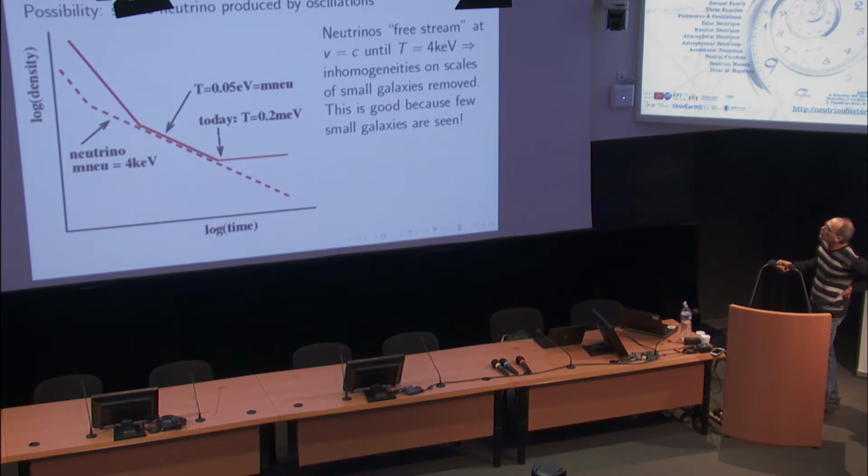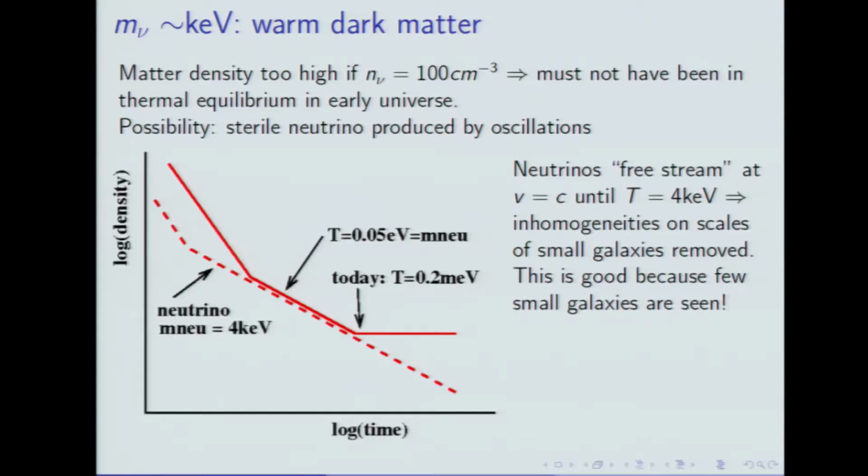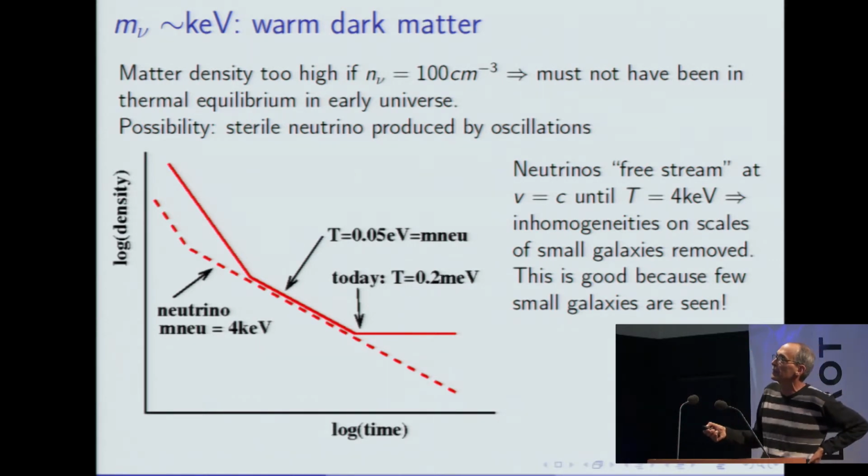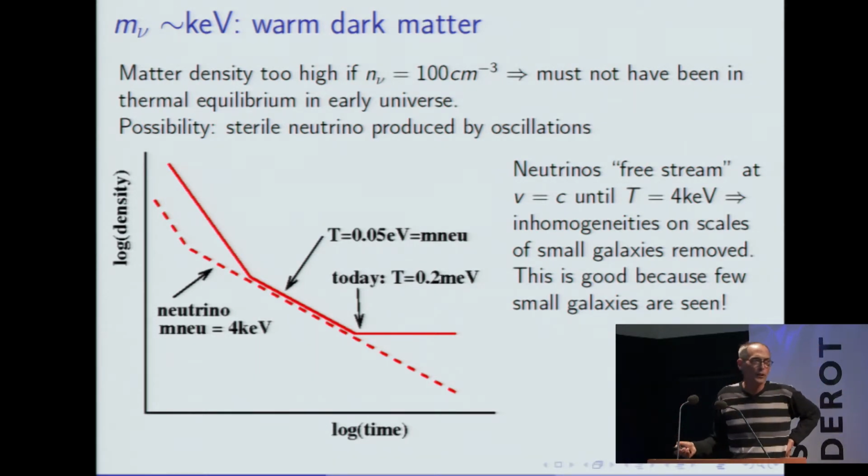So the neutrinos free stream until a temperature of 4 keV, so inhomogeneities on scales of small galaxies are removed. This is good because few galaxies are seen. So this is sort of an opposite. This slide seems to say that 4 keV is not really excluded, only weakly excluded, but say 6 or 7 keV is certainly excluded.